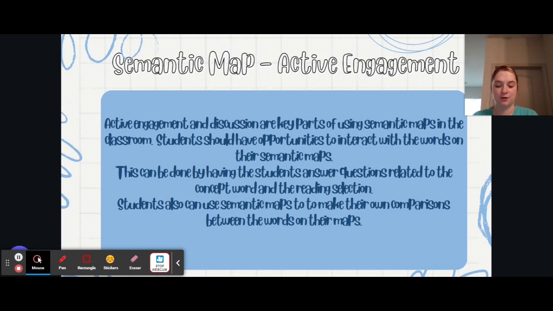You can also ask them questions just regarding the vocabulary in general. What's the difference between a river and an ocean? What makes a valley and a mountain different, or a volcano and a mountain different?